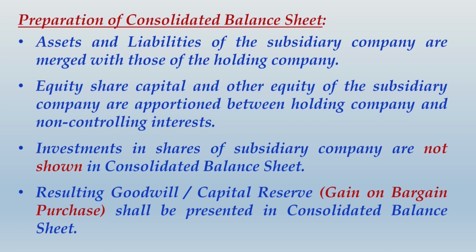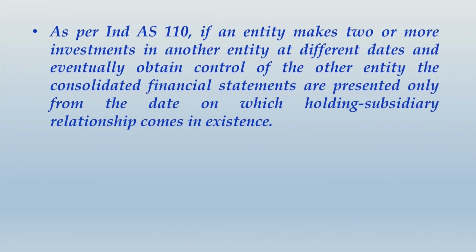Alright friends, you would have finished writing this whole thing. Let us move ahead and write some additional notes. As per Ind AS 110, if an entity makes two or more investments in another entity at different dates and eventually obtains control of the other entity, the consolidated financial statements are presented only from the date on which the holding-subsidiary relationship comes into existence. So basically that date will be the date of acquisition. In other words, the date at which the control is obtained over the investee or the acquiree.